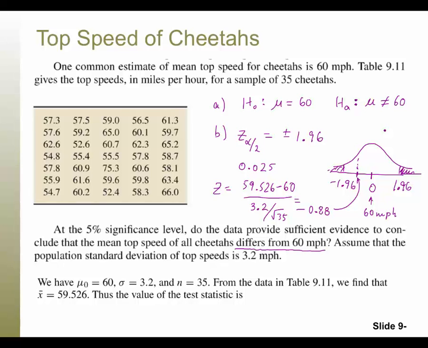Does that make sense? All right, so what is the p-value for a negative 0.88? What is the p-value? 18.94.